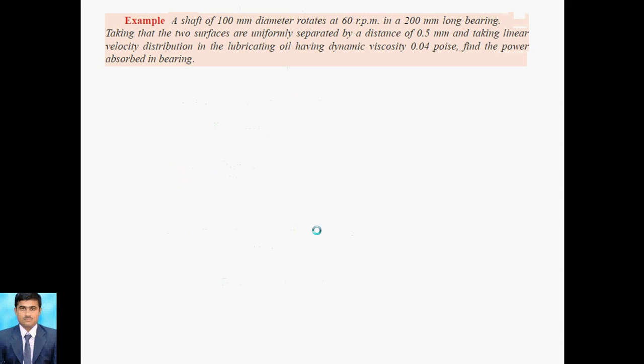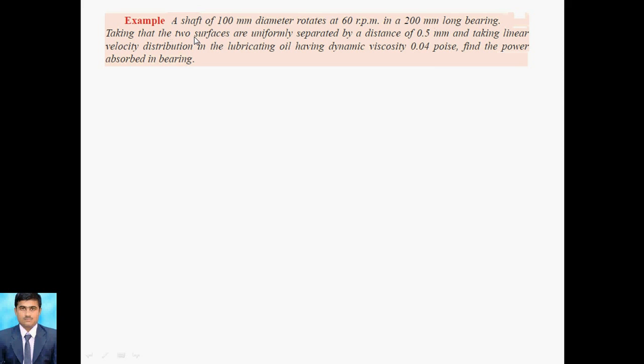Now we move for the problem based on this. So here it is clearly mentioned that a shaft of 100 mm diameter. So this is 100 mm diameter, D is given to you, that rotates at 60 rpm. So this is N, capital N, that is rpm. That's why speed is there. And 200 mm long, that is meant L, capital L.